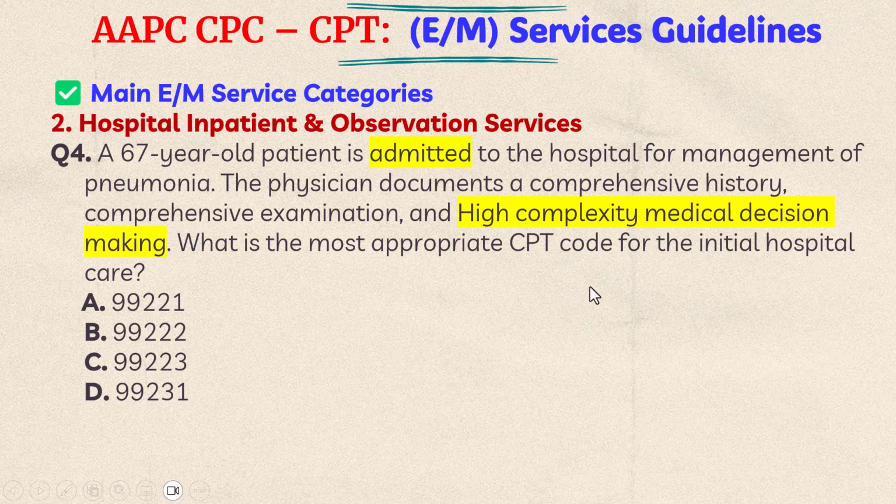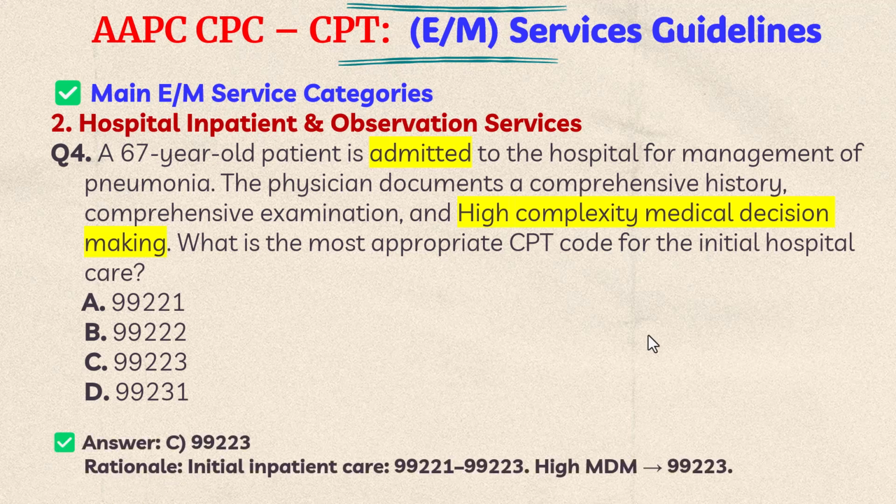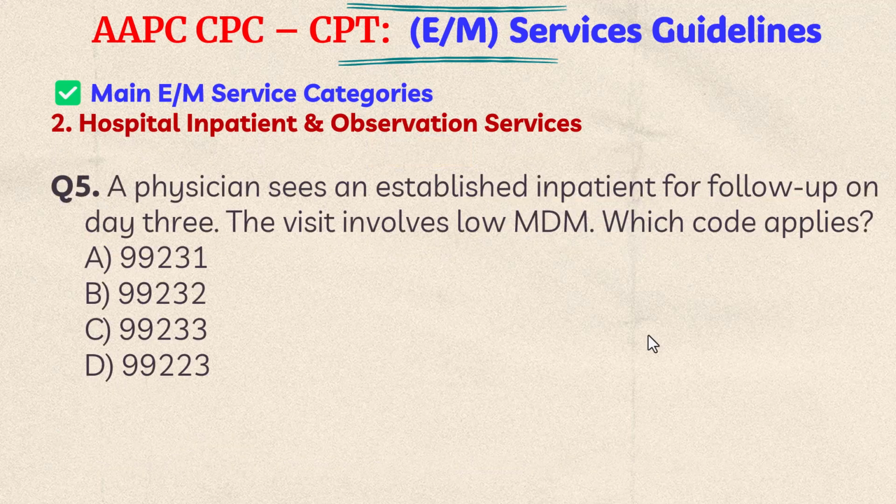So this admission with high complexity medical decision making, the correct code will be answer C, 99223. Let's go to the next question.